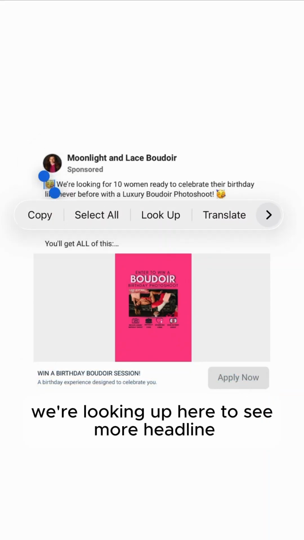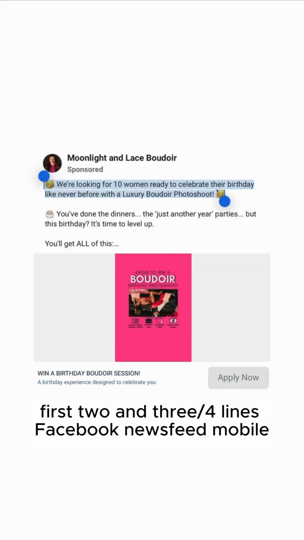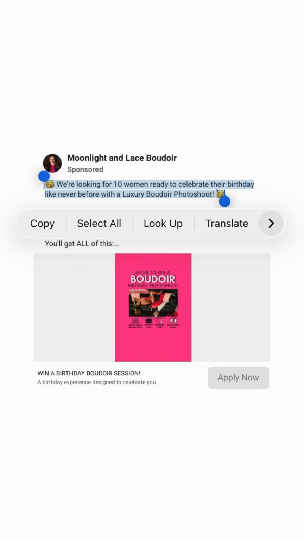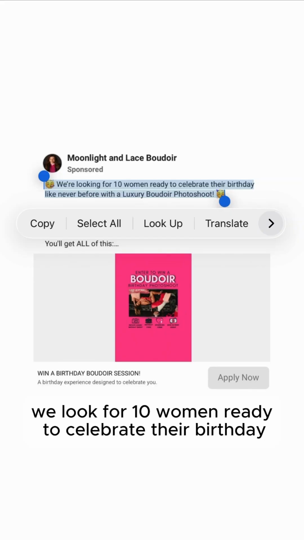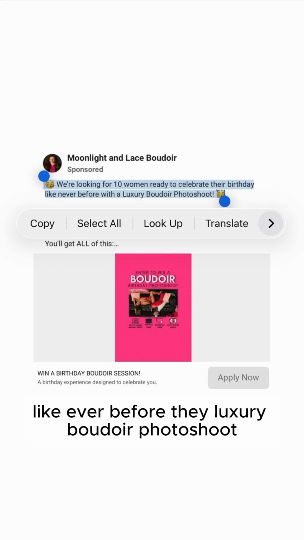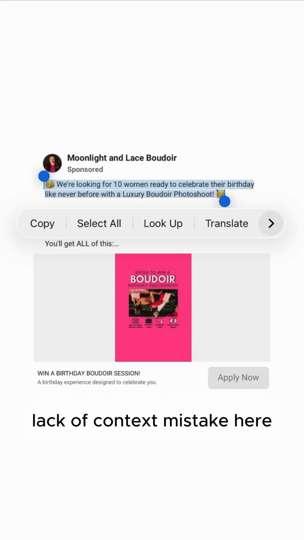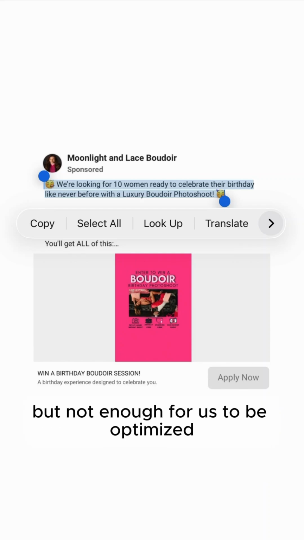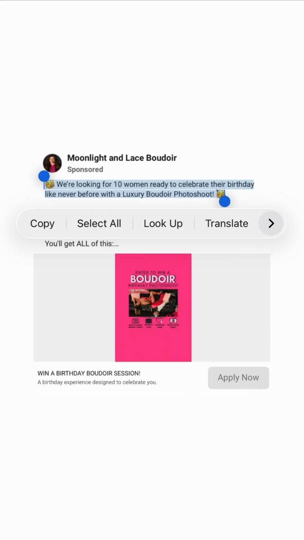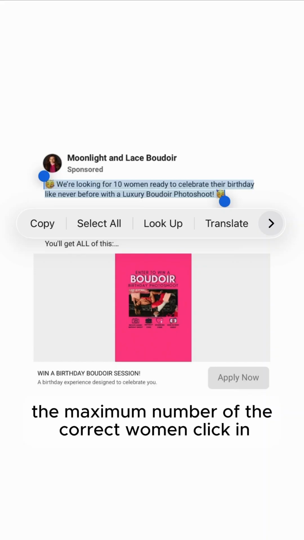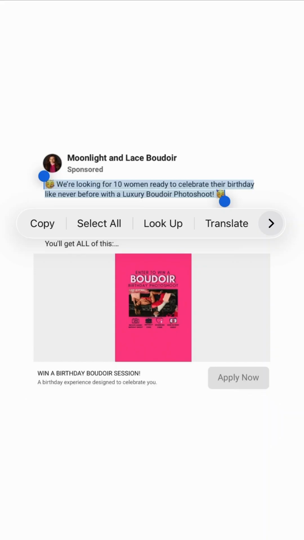Finally, we're looking up here to see more headline. First 2 3/4 lines, Facebook newsfeed mobile. So let's say we look for 10 women ready to celebrate their birthday like or before the luxury boudoir photo shoot. All right, so yeah, lack of context mistake here. We've got a few context points, but not enough for us to be optimized, having the maximum number of the correct women click in, and as many of the wrong women scrolling by as possible.